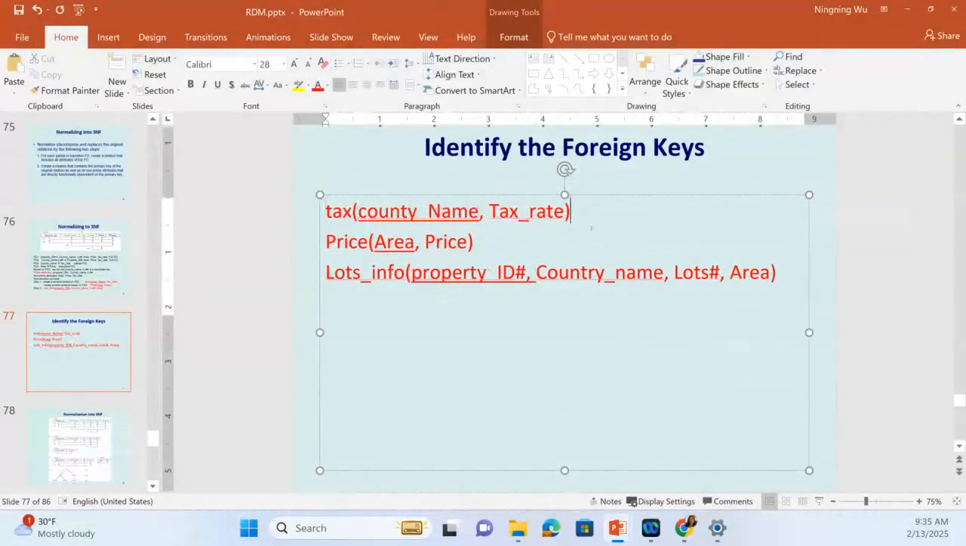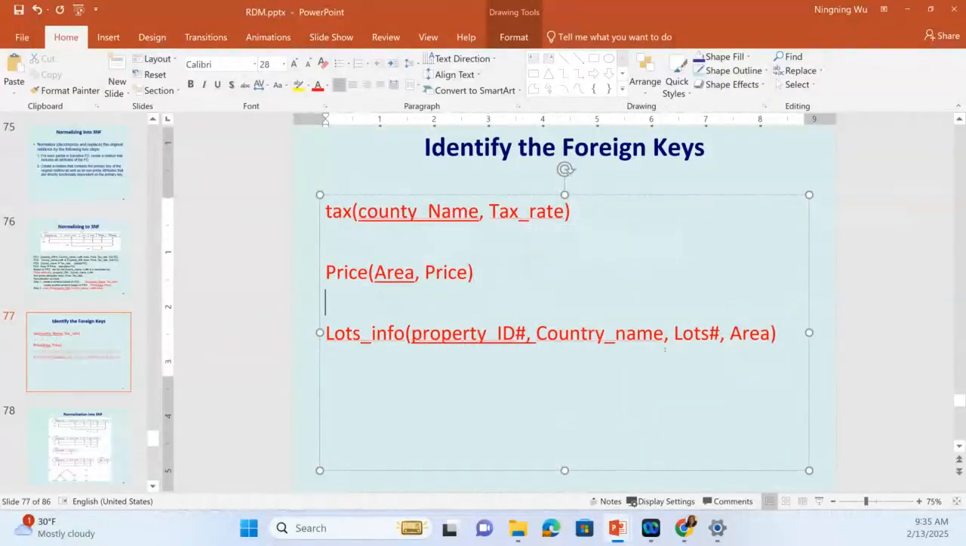Then now we have to specify the foreign keys. Since we have three relation schemas, in general we should have two pairs of the foreign key and the reference key, so 3 minus 1 equals 2. So we need two pairs. That's the minimum number of foreign key and reference key pairs so that we can connect all three tables together.